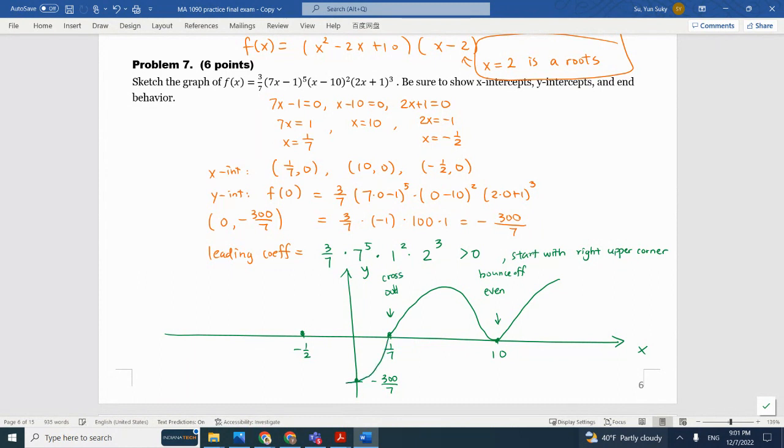Okay, and don't forget we touch the y-intercept. Negative 1/2 corresponds to 2x plus 1 and cubed. You see cube, that is odd, so we cross. Okay, so this is the graph. If you can understand problem 7, could you type 7 in the chat? Thank you.